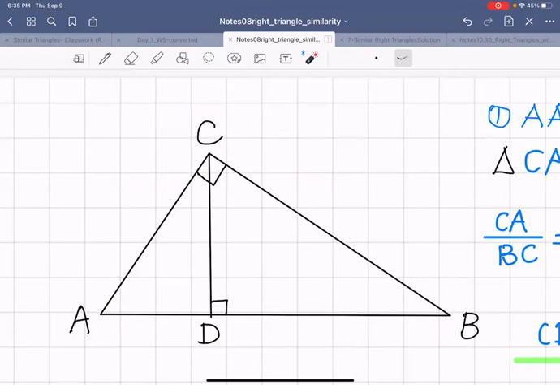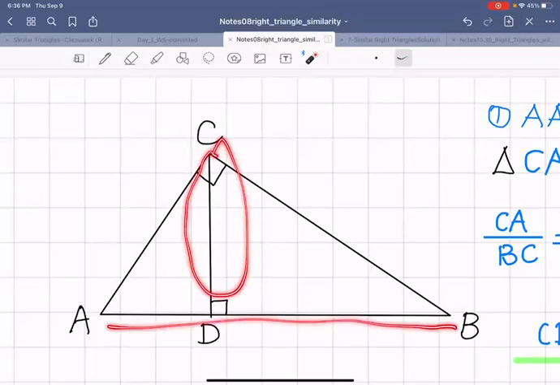CD squared equals AD times BD. BC squared equals BA times BD. And CA squared equals AB times AD. This guy times this guy equals CD.